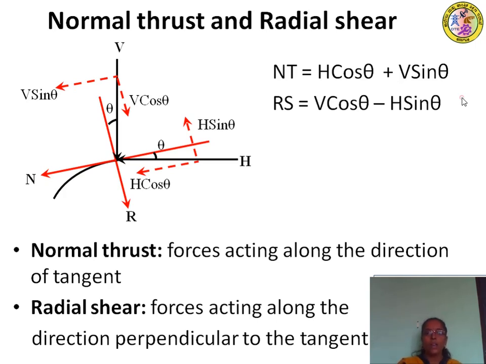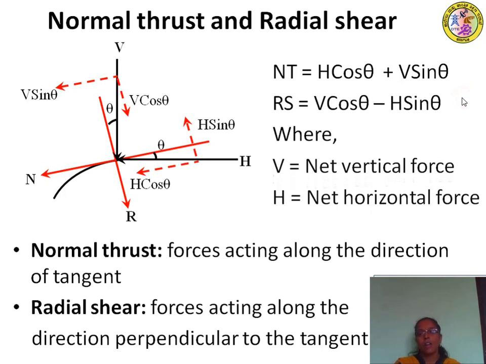Here H and V are the net horizontal and vertical forces at any section where you need normal thrust and radial shear. So this is about normal thrust and radial shear, the definitions and the equations we have to use to calculate them.